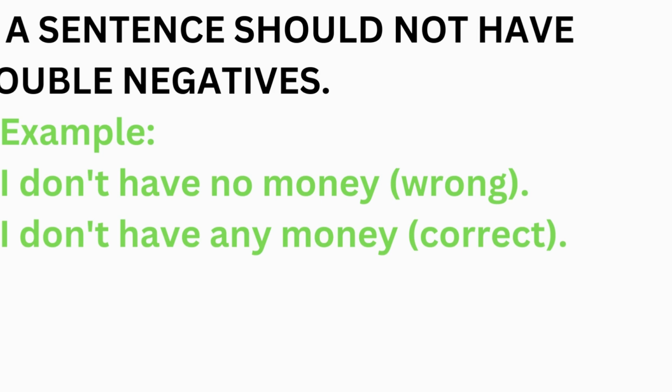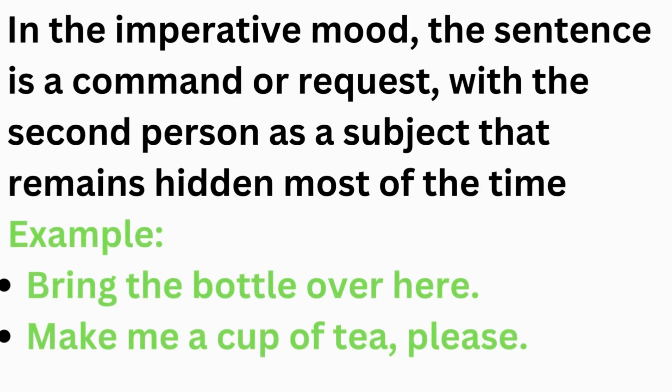Now, let's move on to rule number 9. In the imperative mood, the sentence is a command or request with the second person as a subject that remains hidden most of the time. For example, bring the bottle over here. So here you can see that the subject is omitted, is hidden, but implied. Now, the subject here is you, okay, but it is not included.